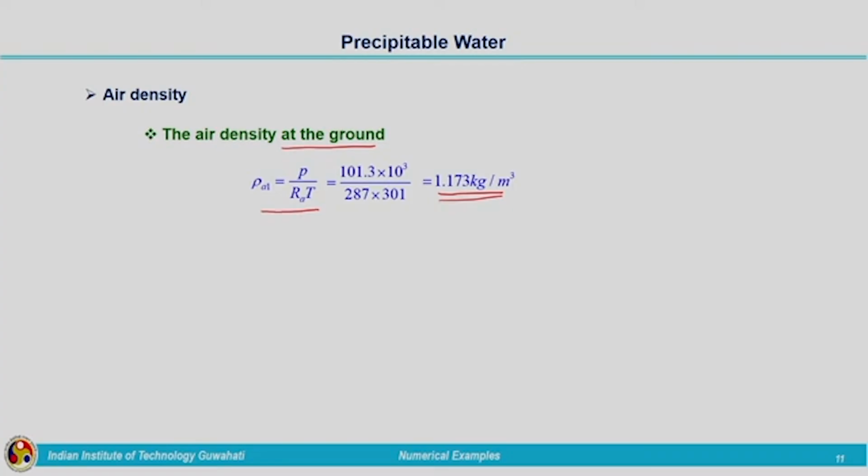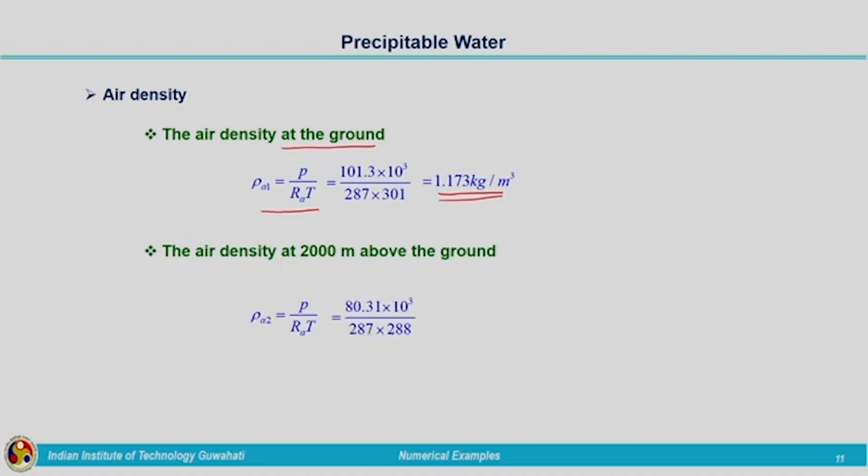So, now what we want? We want the air density at an elevation of 2000 meters. Rho A2 is P by RAT, same expression we are using. So, we need to make use of P at the section 2, that is at 2000 meters, that we have calculated, 80.31 into 10 to the power of 3 divided by RAT, 287 multiplied by 288. It will be coming out to be 0.9716 kilogram per meter cube.